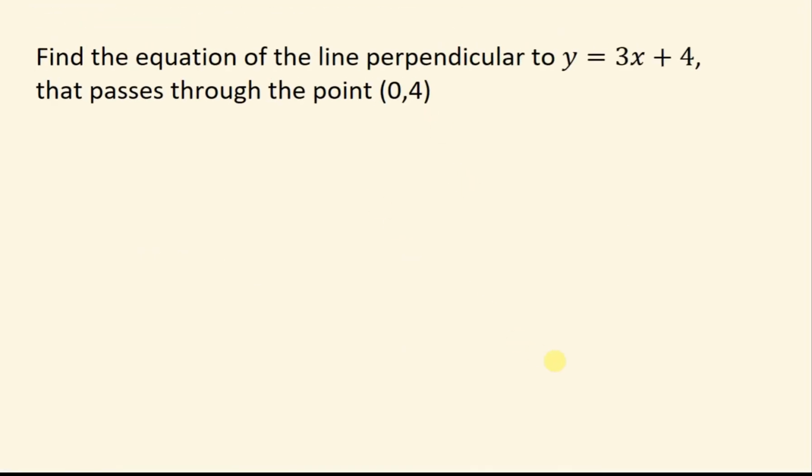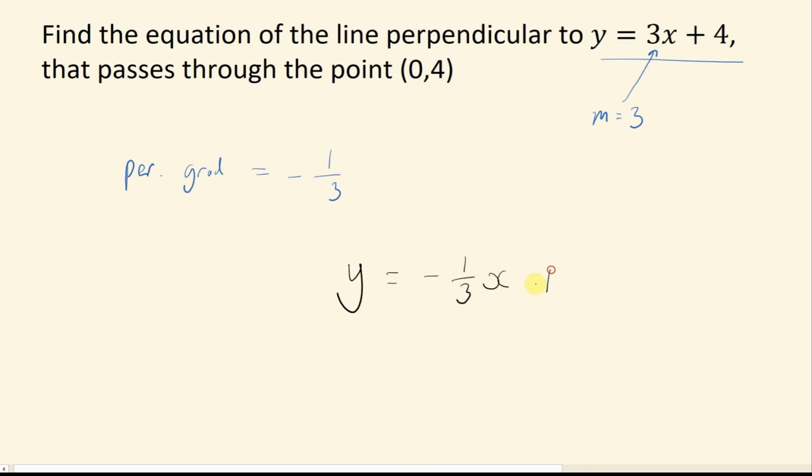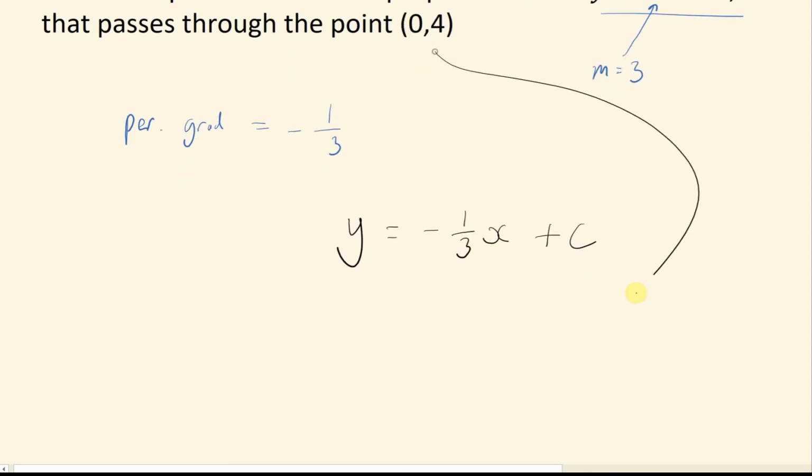Okay, let's see questions where we need to use that. So we're going to find the equation of a line perpendicular to this, and it goes through the point (0, 4). So this has a gradient of 3. So for the perpendicular gradient, we have to take the negative reciprocal, so write it as 1 over 3, and we add the minus sign. So the equation for this other line will be y equals minus a third x plus c. And we know it goes through (0, 4). If the x-coordinate is ever 0, then this must be the y-intercept. So therefore the equation of this line is y equals minus a third x plus 4.